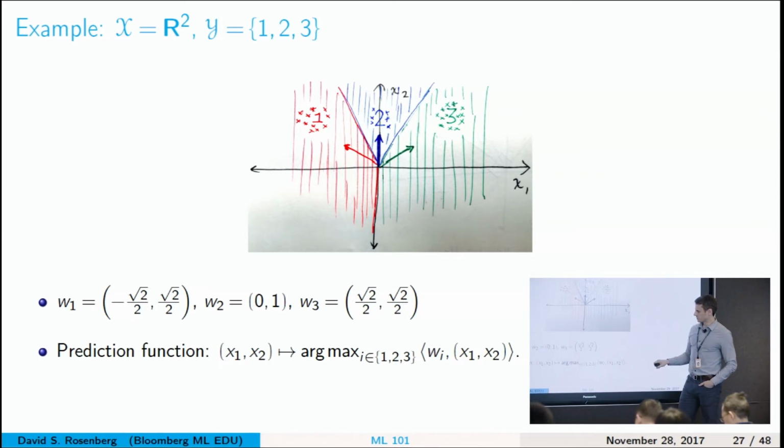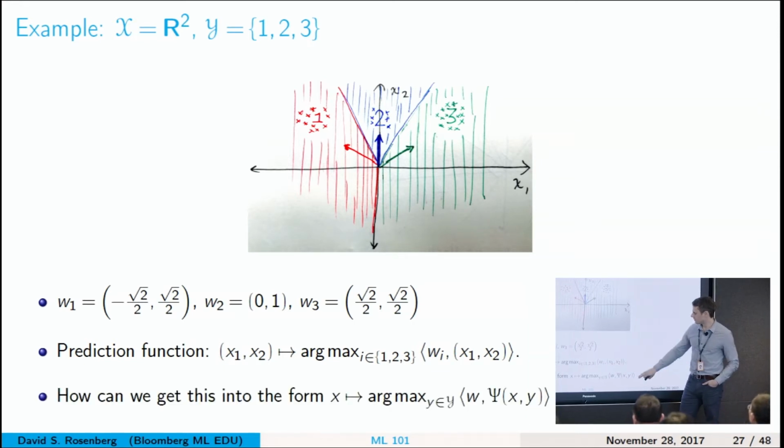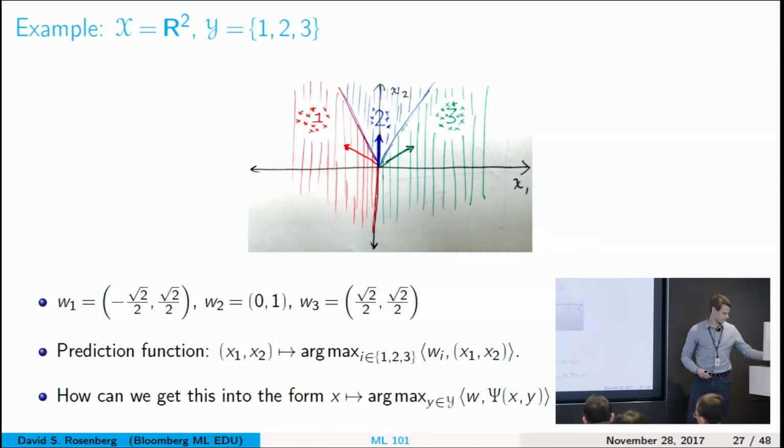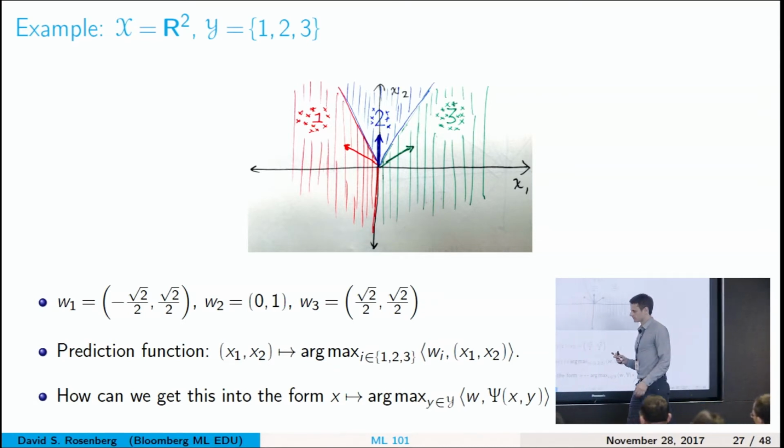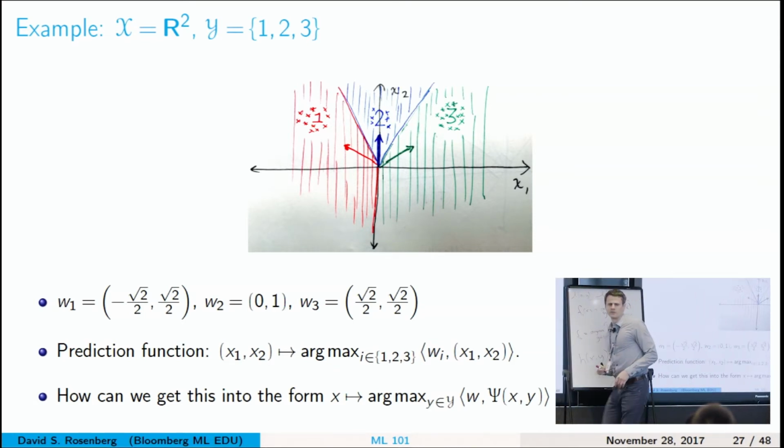Okay. So initially, our prediction function has all these wi's inner product with x1 and x2, and we need something of this form, a single w and a single feature vector, such that when we search for the maximum for y, it gives the same answer as this. Can you see?